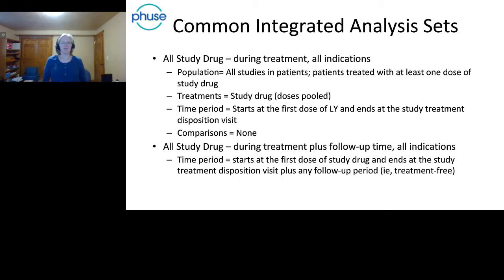Okay, other common integrated analysis sets would then be like an all study drug group. So basically an integrated set that includes anyone who has ever taken your study drug, right? I don't care what indication, I don't care what period of a study, I don't care if it's controlled, I don't care if it's uncontrolled, right? It's just a very simple summary of everybody who's ever taken drug.